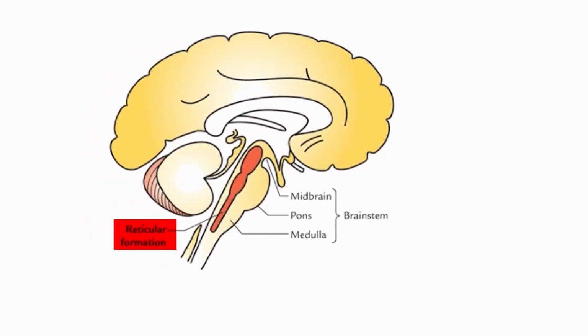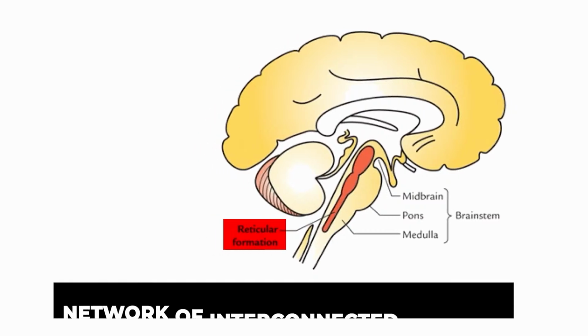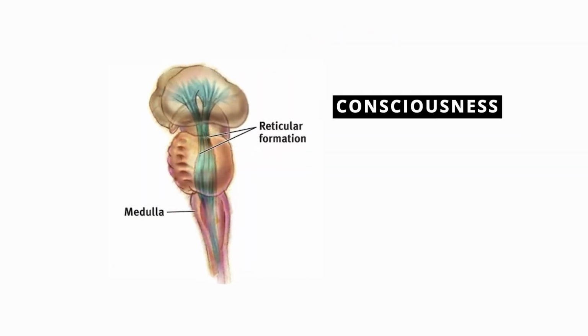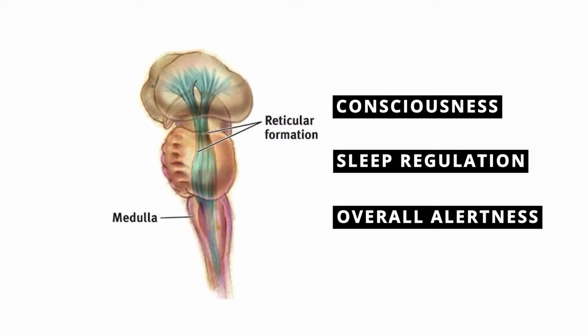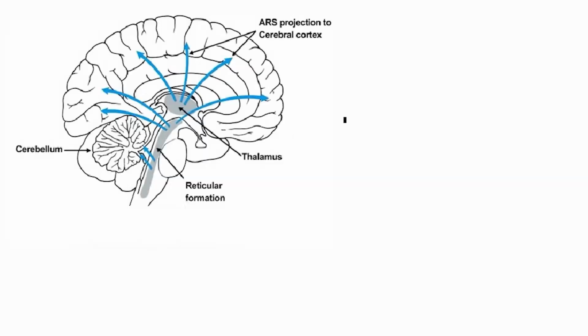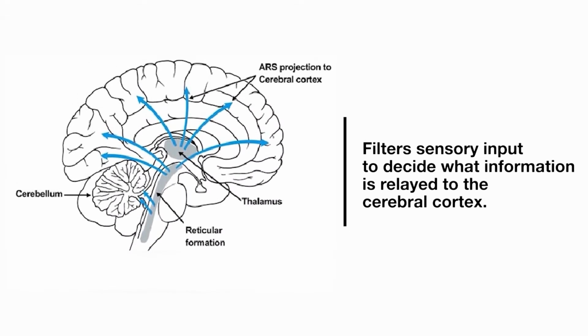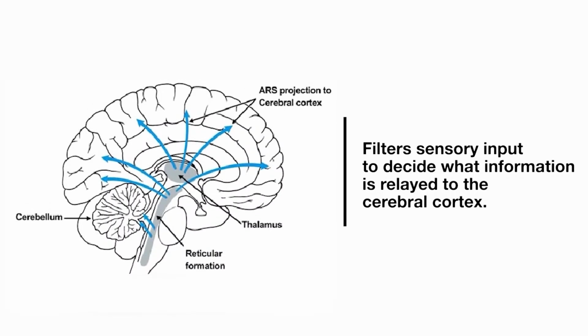Reticular formation. Spanning the length of the brainstem, the reticular formation is a network of interconnected neurons. It's vital for consciousness, sleep regulation, and overall alertness. Damage to this area can result in coma. The reticular formation also filters sensory input to decide what information is relayed to the cerebral cortex.